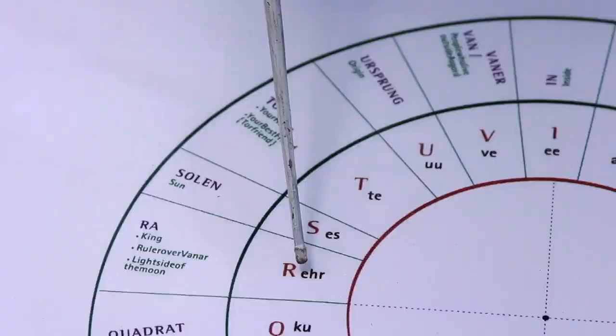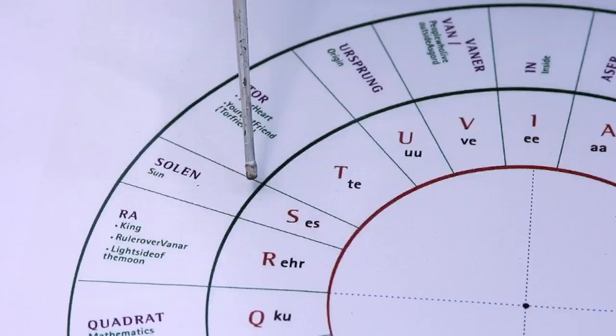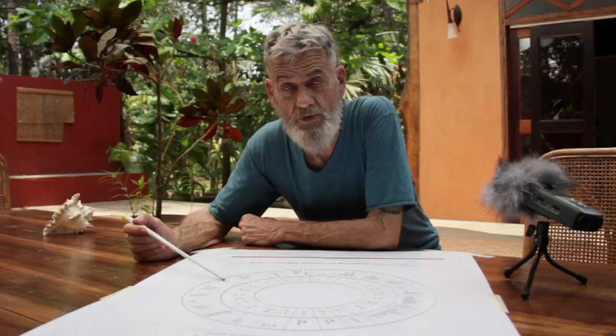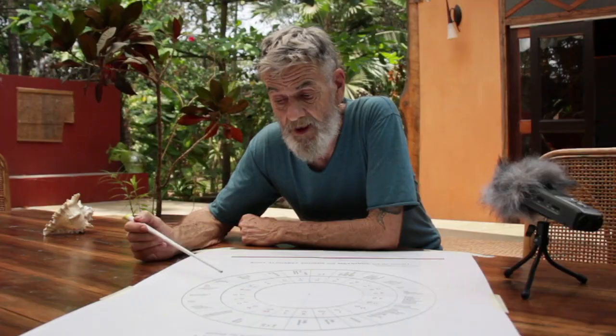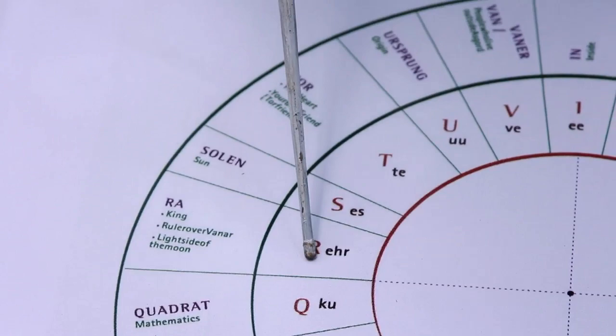The next sound is the sound S. And S is the sound A and S, S. And S means Sulan. And Sulan in root language means sun. Sulan. And in English, we call it sun. So the sound R, or air, is the moon. S is the sun, Sulan.